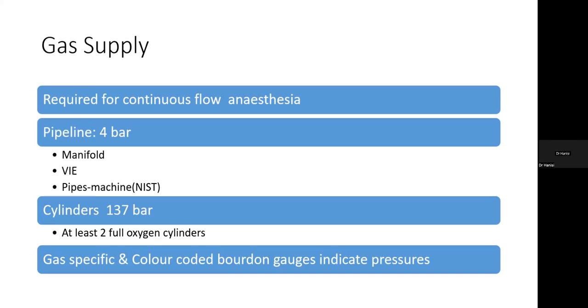Then the other question they like asking: if there's underuse of oxygen, what will happen to the VIE? How will it compensate for that? If there's overuse of oxygen, how will the VIE compensate for that?